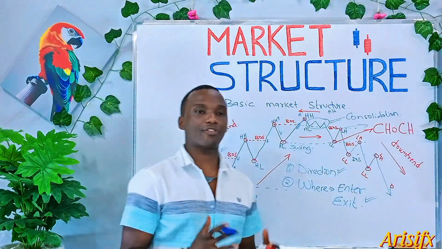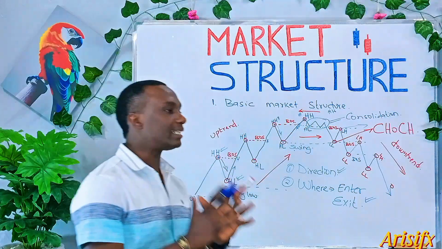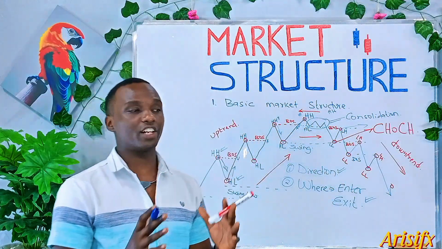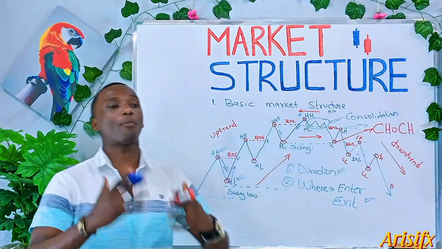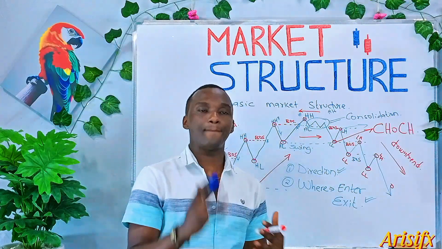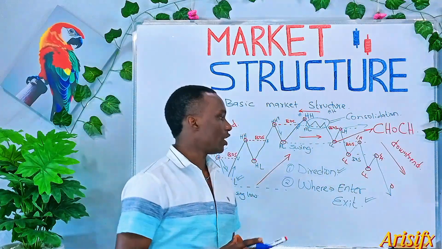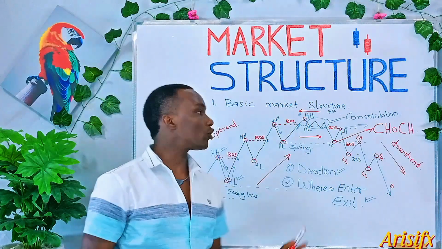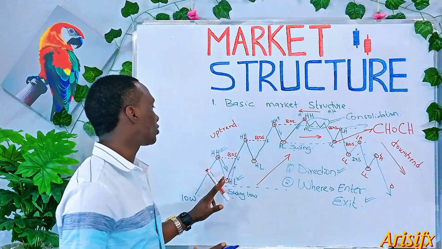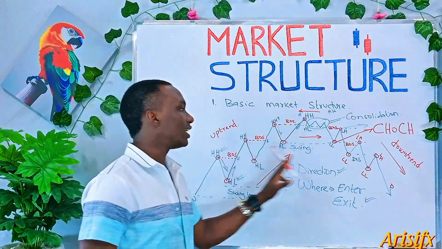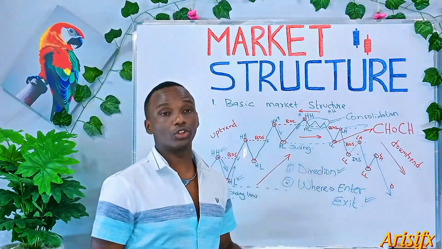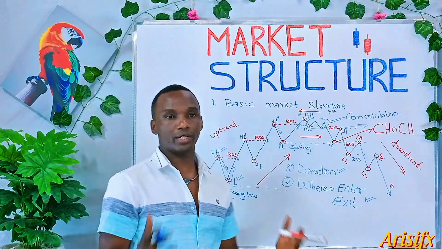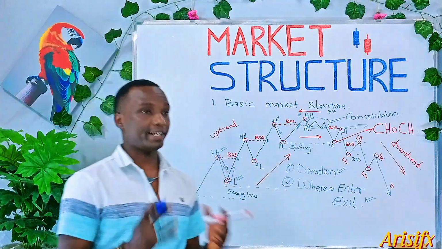So what is a change of character? A change of character is simply a shift from the bullish market structure to a bearish market structure, or from a bullish price action to a bearish price action. So this simply describes the basic market structure. If you are able to correctly identify the swing highs and the swing lows, you are in a position to correctly identify whether the market is in an uptrend or a downtrend.